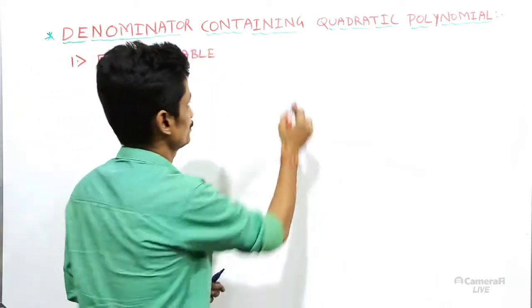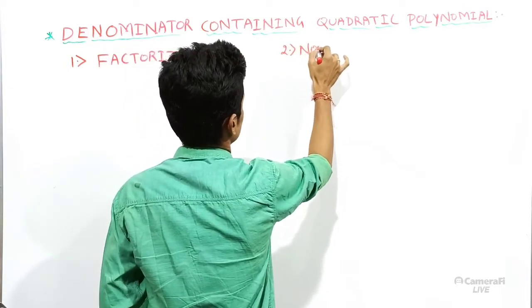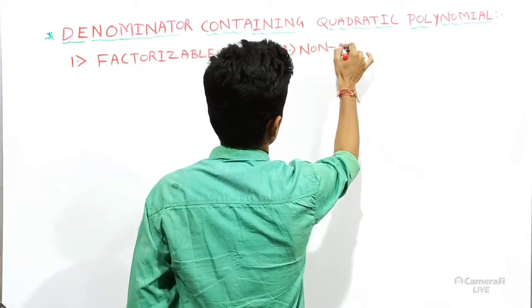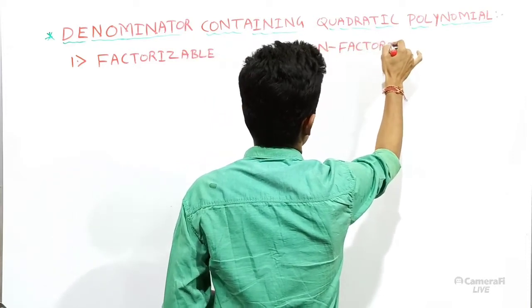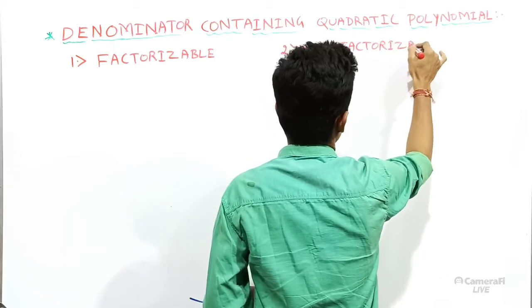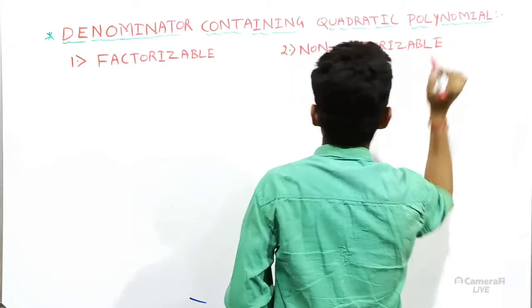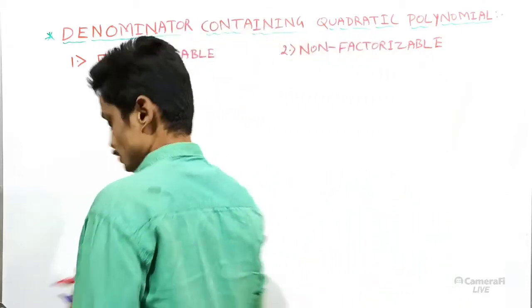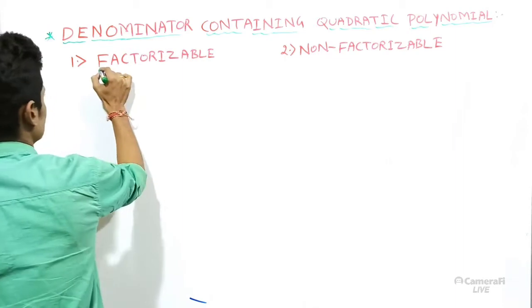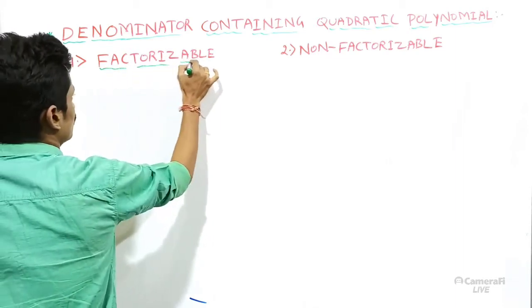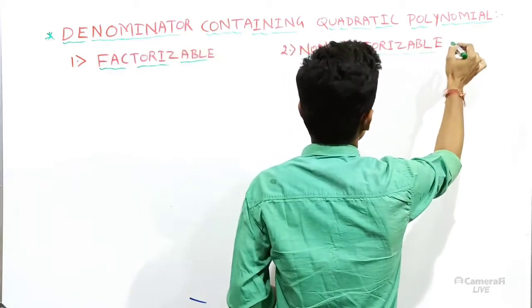And the second one is non-factorizable. Factorizable and non-factorizable. This is the last topic of the partial fraction. This is the last type.